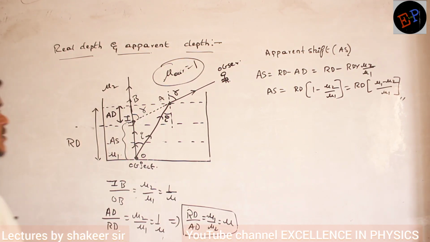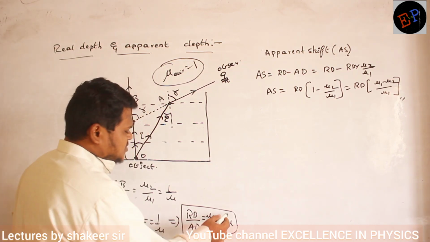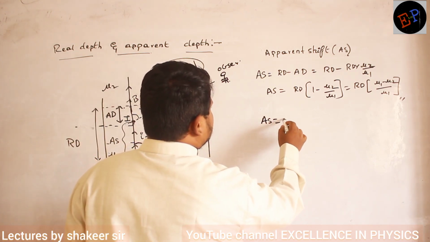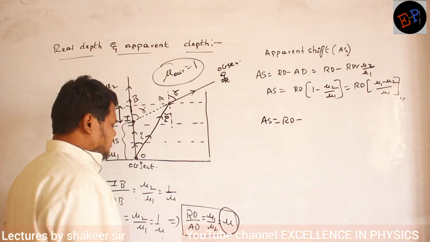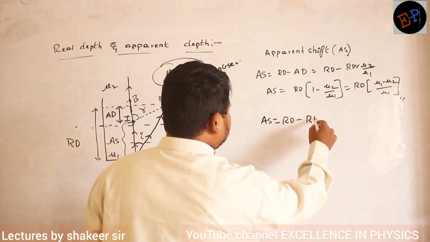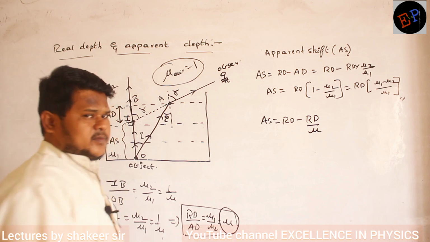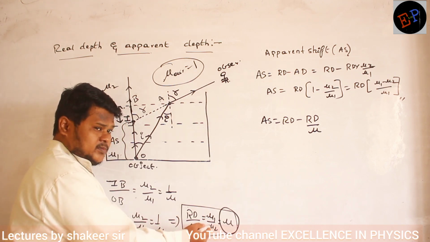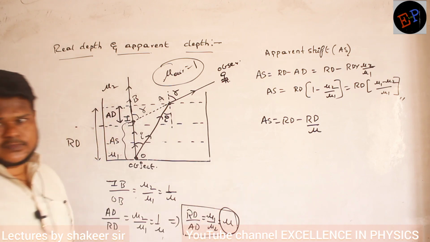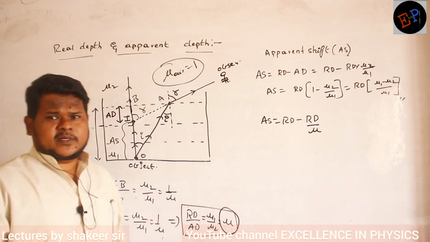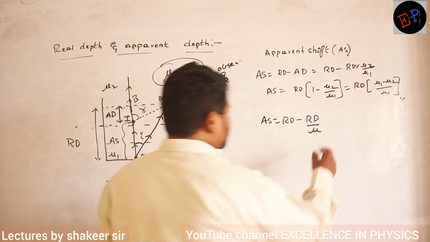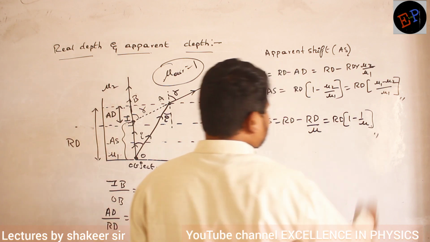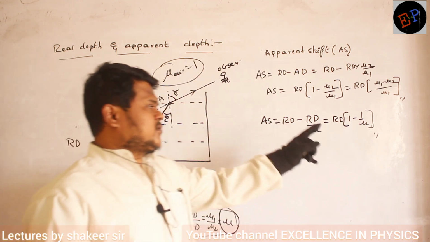Or if you want to write in terms of just mu only, then how can you write? Apparent shift is equal to RD minus, instead of AD I can write RD divided by mu. See, I am writing both the equations. Don't be confused. I am writing first in terms of mu1 by mu2, then in terms of mu also, so that whatever may be the condition, you should be able to answer. Fine. So again, if I take RD common, then it is 1 minus 1 by mu. Or if you want to further simplify, you can write mu minus 1 by mu also.